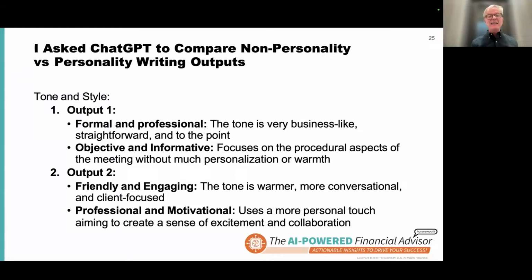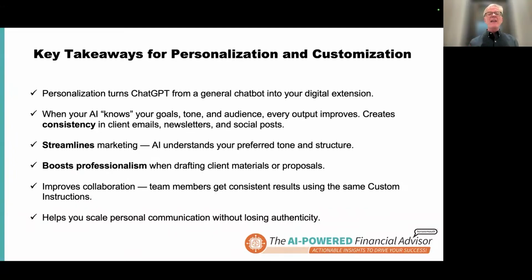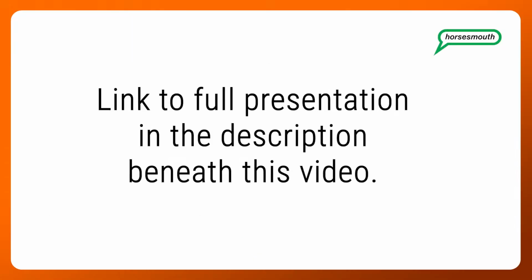Output number two, friendly and engaging. The tone is warmer, more conversational and client focused. The professional motivation uses a more personal touch, aiming to create a sense of excitement and collaboration. Hey, that's what we want, right? And I'm just showing you that as an example of there are a variety of ways that you can get the AI to more closely align with you and your writing style and tone. These personality codes are just one example of that. Okay, and so when you do that, the personalization and customization all around is just going to give you much better results. Okay.